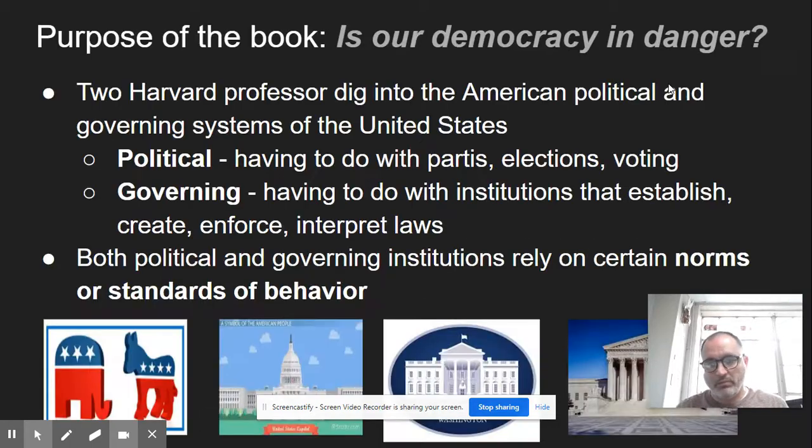So the purpose of this book is very simple. Is our democracy in danger? That is the question the writers are posing. That is the question they're trying to answer, and they use information from political science and sociology and psychology and different fields in the social sciences to address this question.